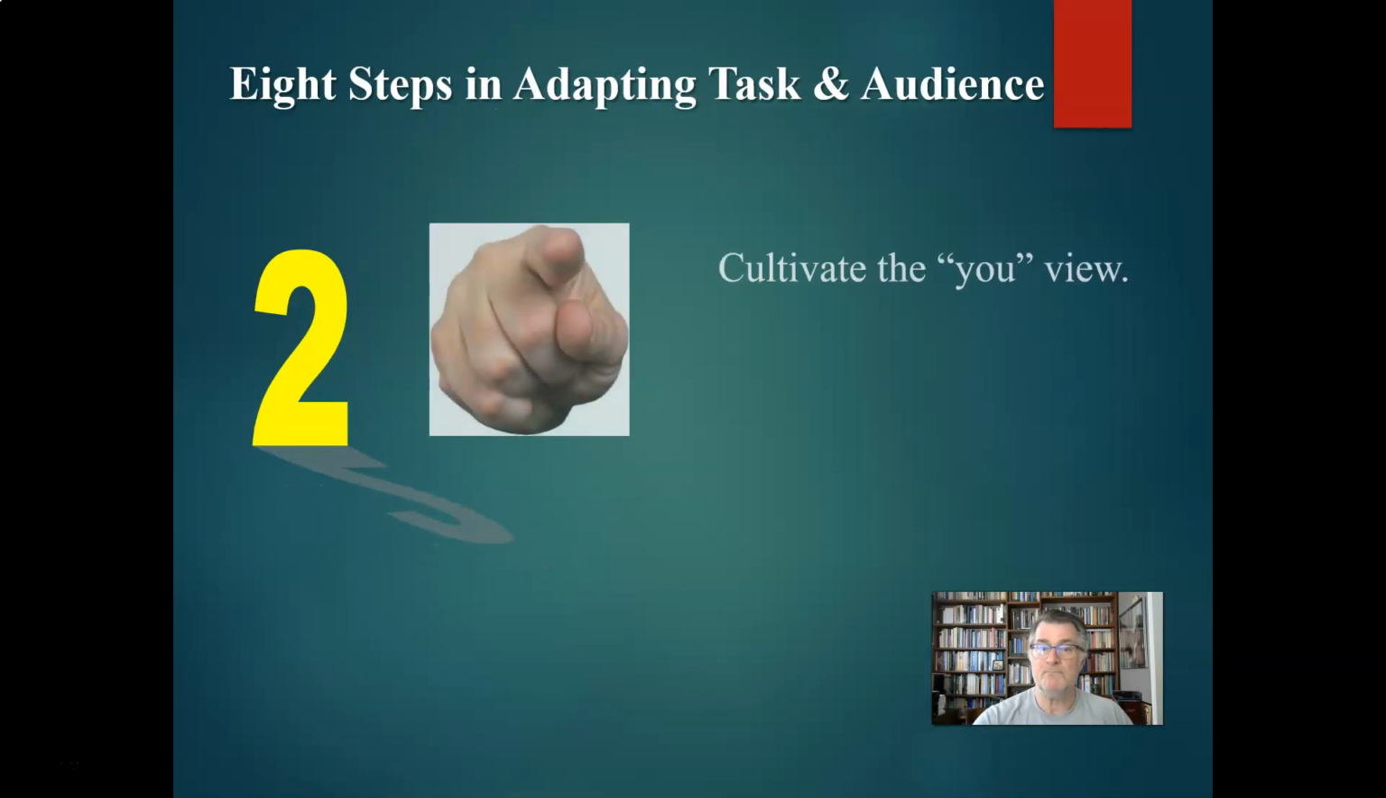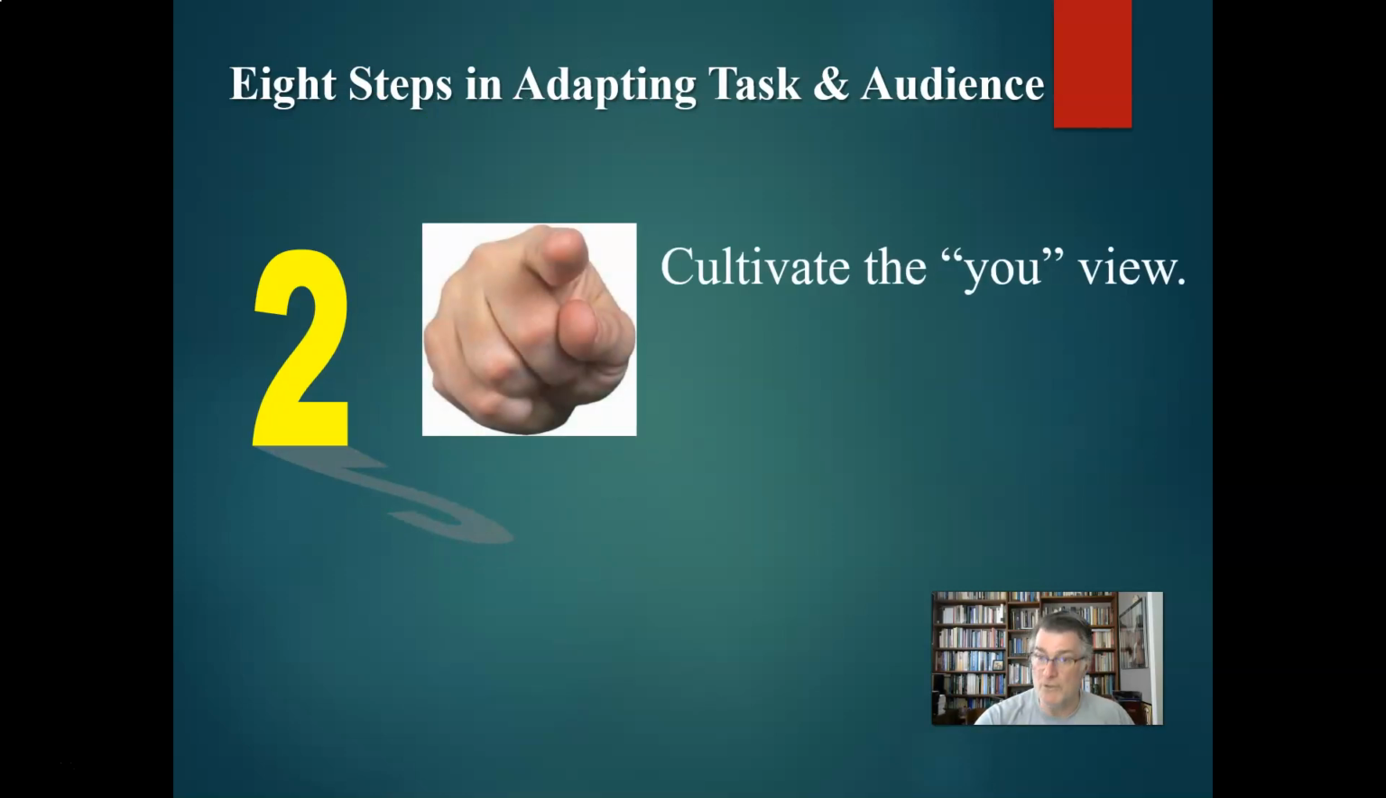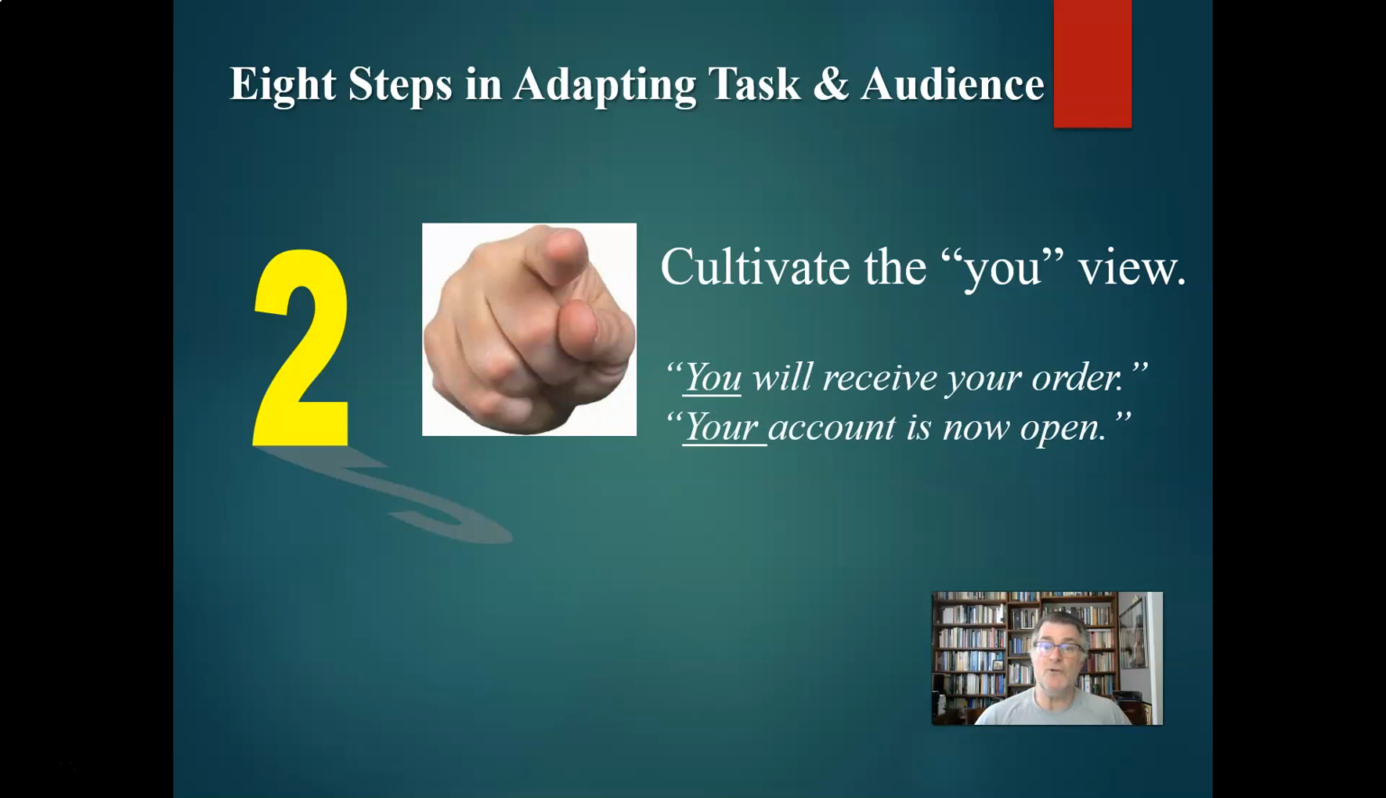Okay, the second one here, cultivating the you view. Now that's important. You will receive your order. Your account is now open. It's identifying you. Now, we need to be careful with that, because if you are writing from an organization to an individual, then have at it and go ahead and identify them as you, especially if you want to cultivate this you view. It doesn't work as effectively the other way around when you are writing to an organization, and it becomes very difficult to cultivate the you view because we don't know who that person is.